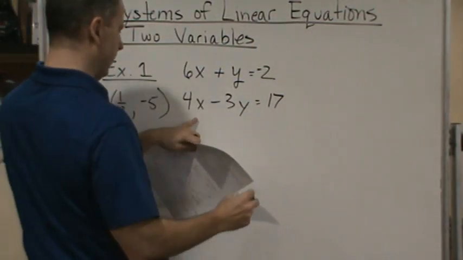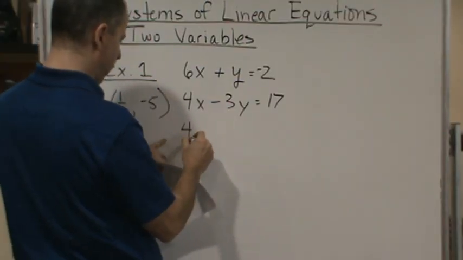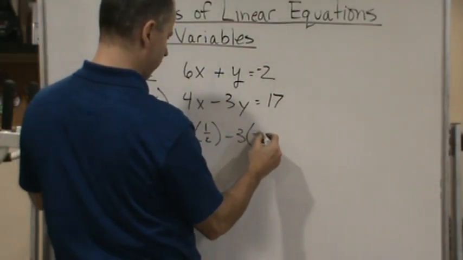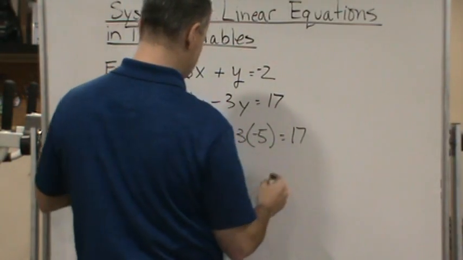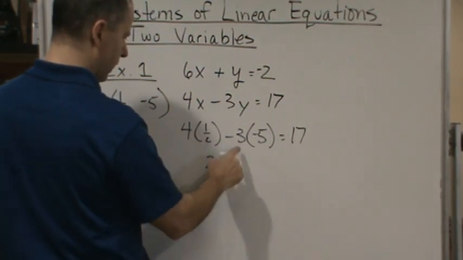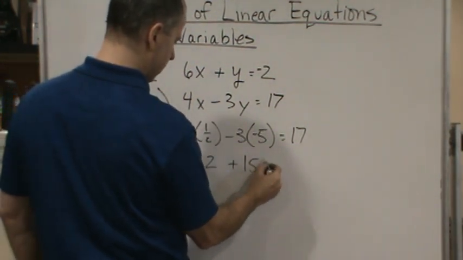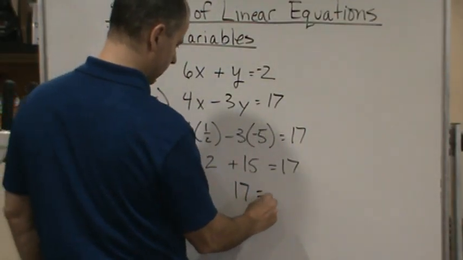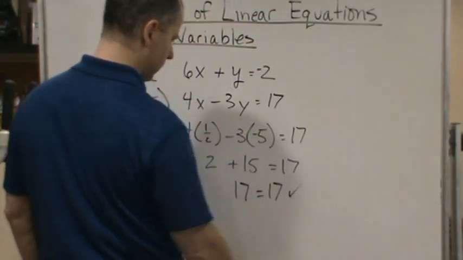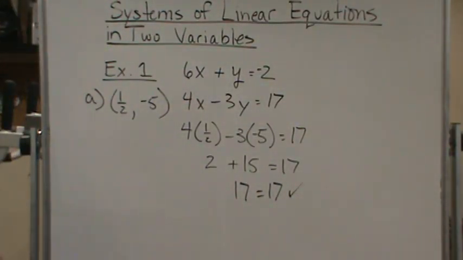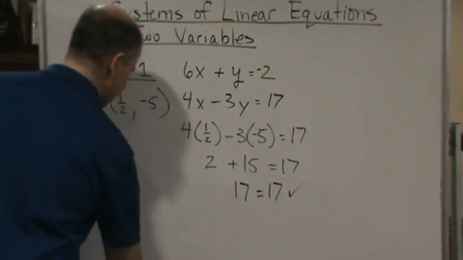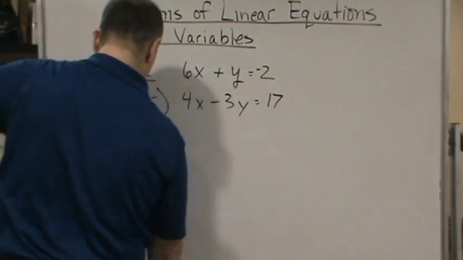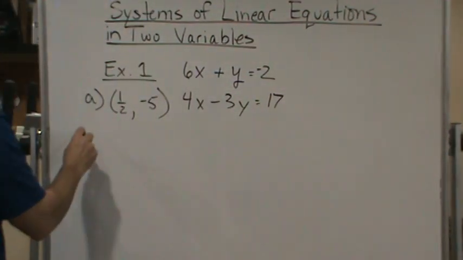So now we're going to plug it into here. Again, I'm going to do 4 times 1/2 minus 3 times -5 is equal to 17. This is going to give me 2, and this is going to give me plus 15, which is equal to 17, and then of course I get 17 equals 17, which is true. So therefore, this point is a solution to the system of these two equations.